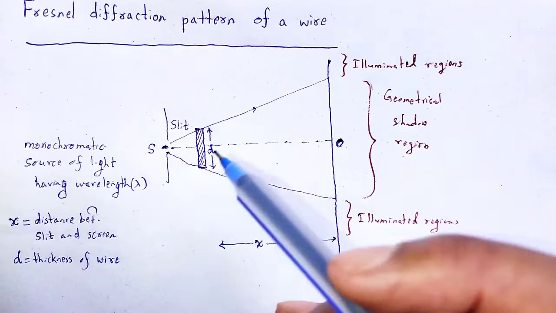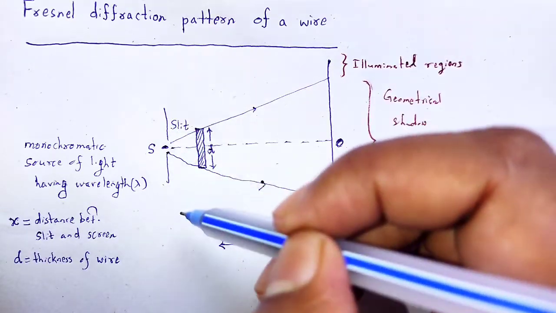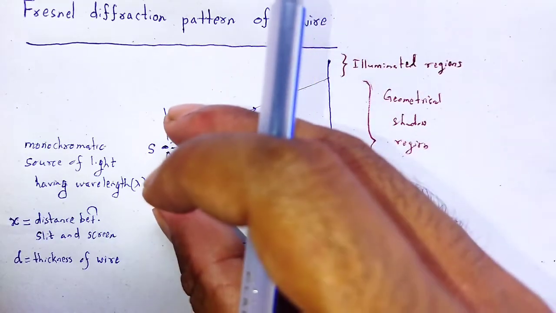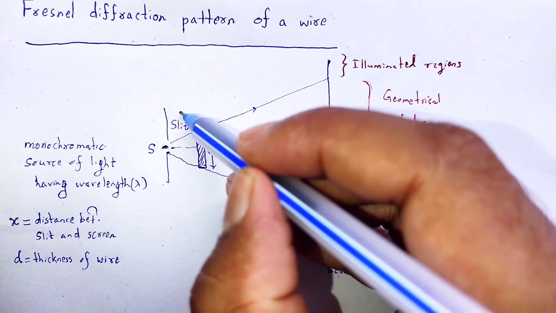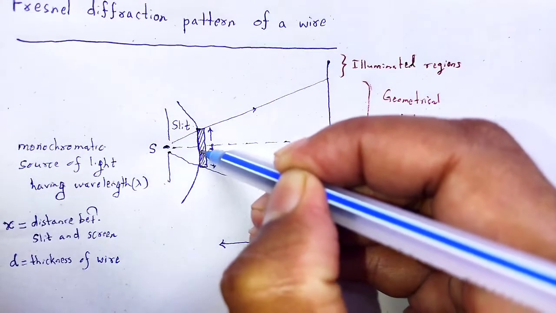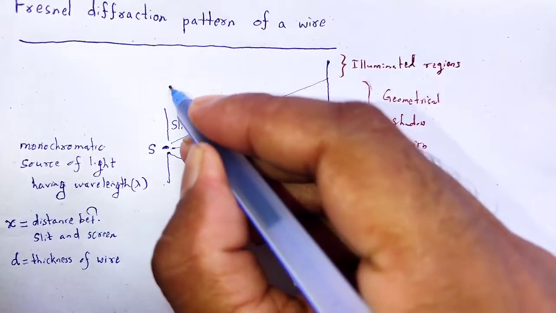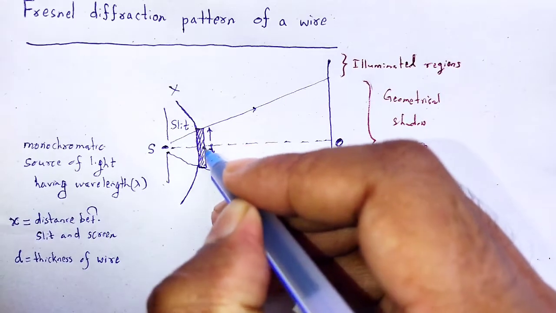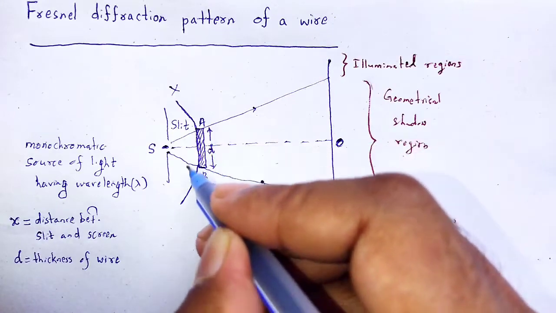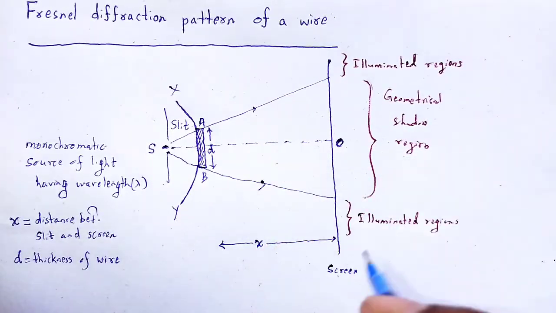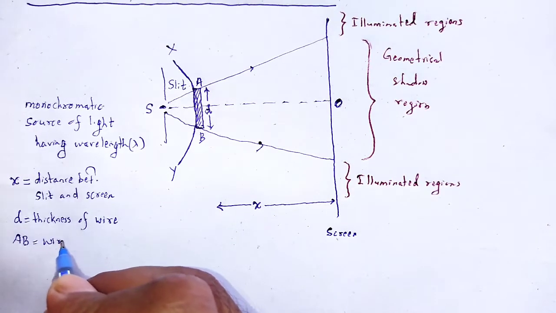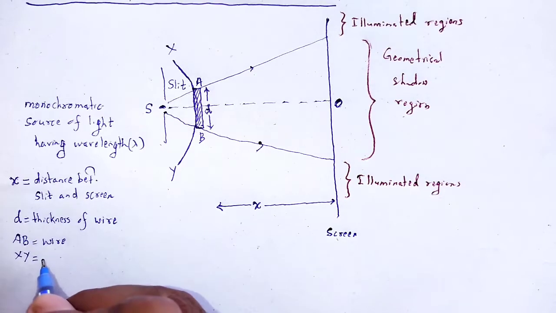From that source, we take the wave fronts. Let that wave front be the cylindrical wave front. That wire is named AB, and XY is the wave front. Here AB is the wire, XY is the wave front.